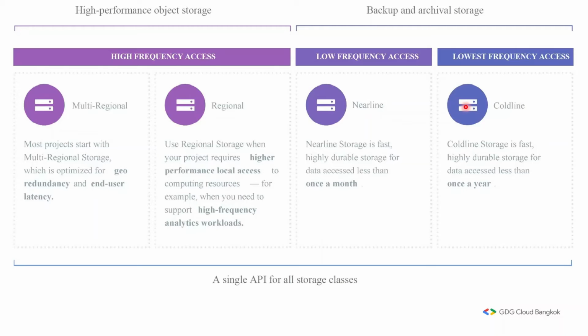For backup and archival storage, we have Nearline and Coldline. Nearline is used for data accessed less than once a month, and Coldline is for data accessed less than once a year. These both are backup and archival storages, and the previous two are high performance object storages.